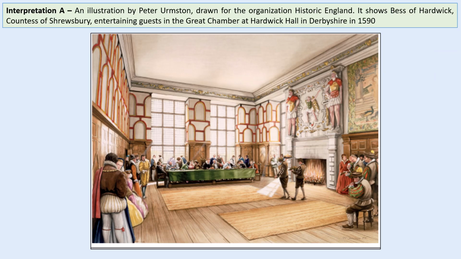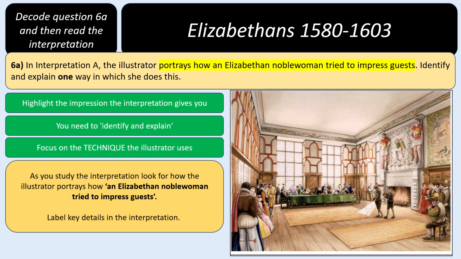So this is interpretation A. It's an illustration by Peter Urmston, drawn for the organisation Historic England. It shows Bess of Hardwick, the Countess of Shrewsbury, entertaining guests in the Great Chamber at Hardwick Hall in Derbyshire in 1590. So if you have a look at this question, you need to highlight the impression the interpretation gives you, which is that it portrays how an Elizabethan noblewoman tried to impress guests.